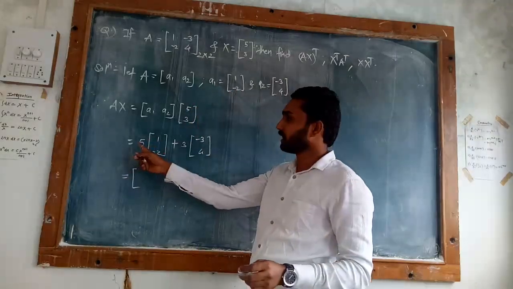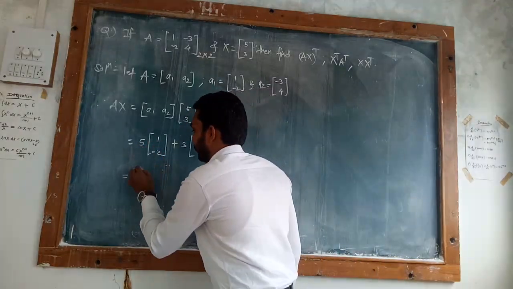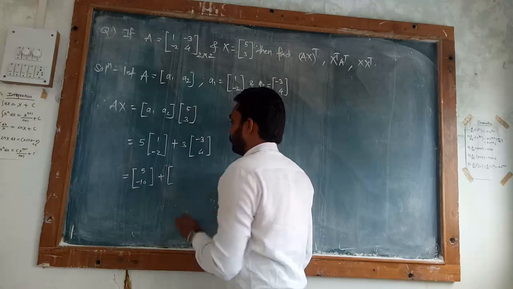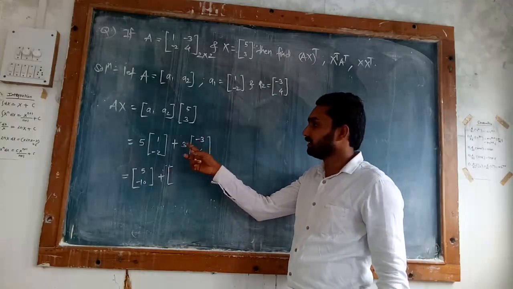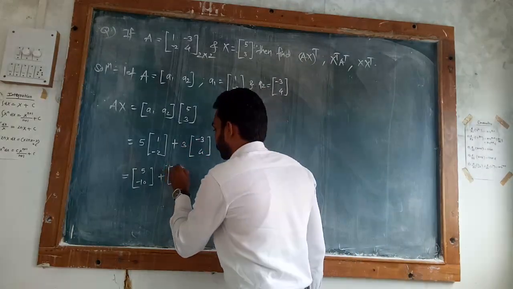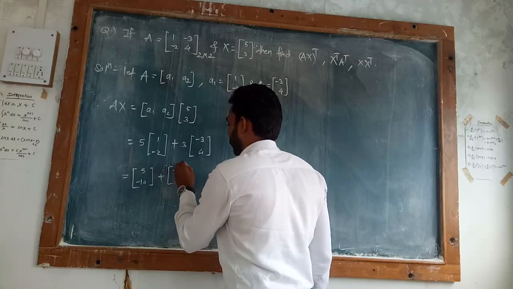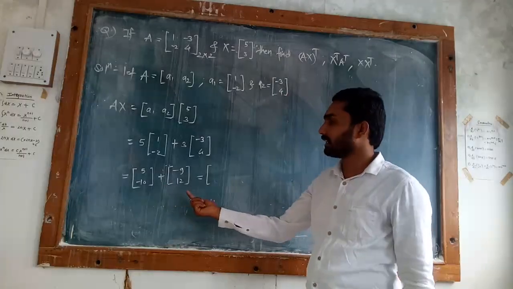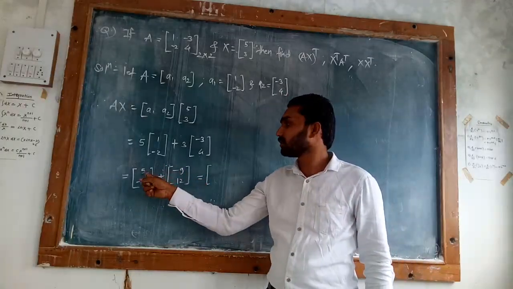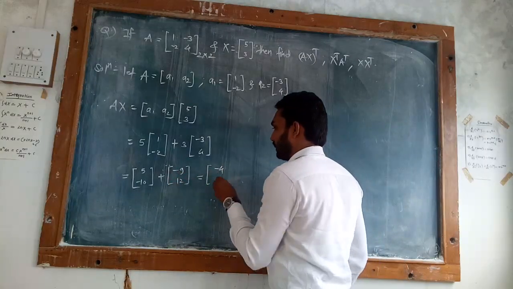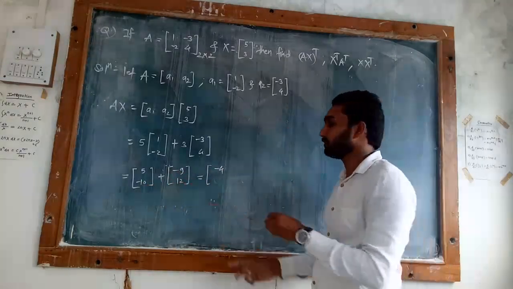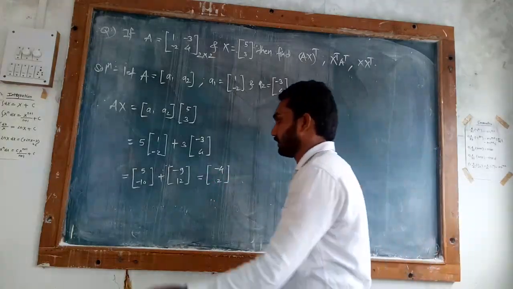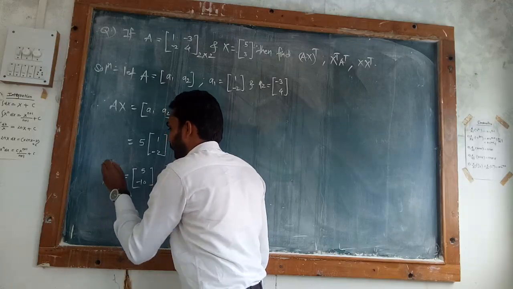Now simplify, then what do we get? 5 into 1 is 5, 5 into minus 2 is minus 10. So the first becomes 5, minus 10, plus 3 into minus 3 becomes minus 9, and 3 into 4 becomes 12. Now we want to take addition of both column vectors. How to take addition? Take component-wise addition. That is 5 minus 9 becomes minus 4, minus 10 plus 12 becomes plus 2. So this is your value of Ax.